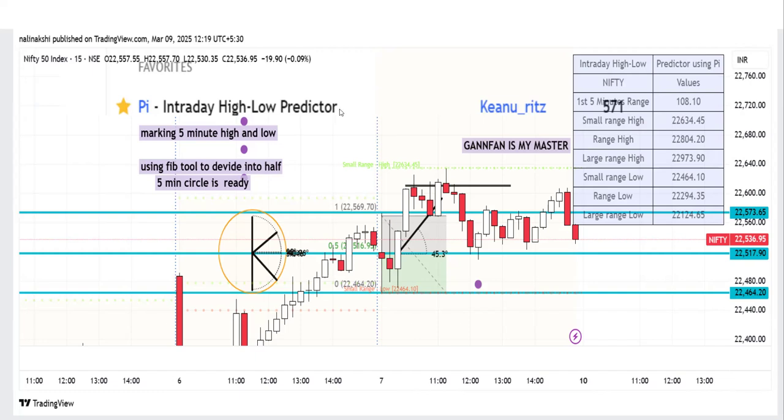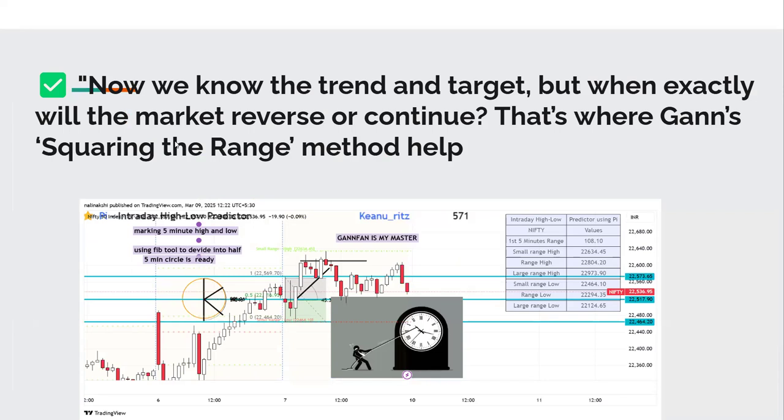And you can see here, Pi Intraday High-Low Predictor by Keanu Ritz. You can apply it on your chart. This will help you. Okay, now we know the trend and target, but I should know when exactly the market will reverse or continue. That is where the Gann squaring the range method will help me.